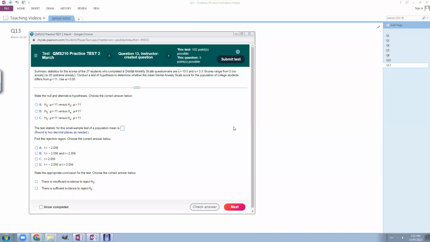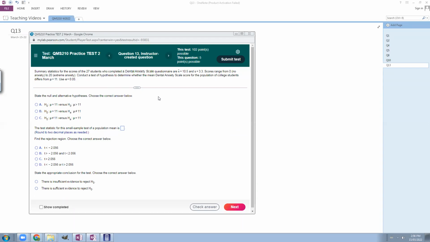Summary statistics for the scores of the 27 students who completed a dental anxiety scale questionnaire are sample mean 10.5, sample standard deviation 3.3. This is question 13, by the way. Scores range from 0 to 20. Conduct a test of hypothesis to determine whether the mean dental anxiety scale score for the population of college students differs from a population mean of 11. Use a level of significance of 0.05.